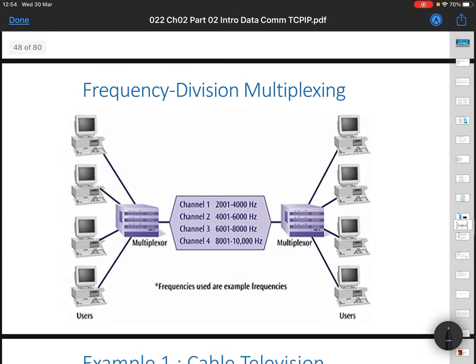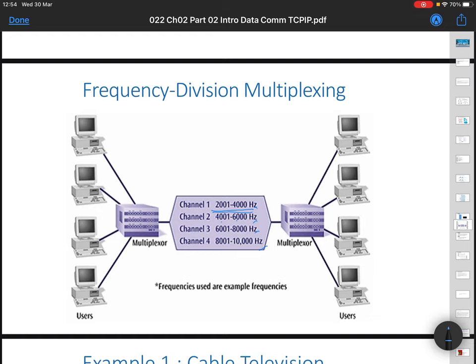Okay, for FDM, frequency division multiplexing, in this FDM you have four channel. So each channel has different frequency. For example, channel 1 covers from 2 to 4 kHz. Channel 2 from 4 to 6 kHz. Channel 3 from 6 to 8 kHz. And channel 4 from 8 to 10 kHz. Okay.